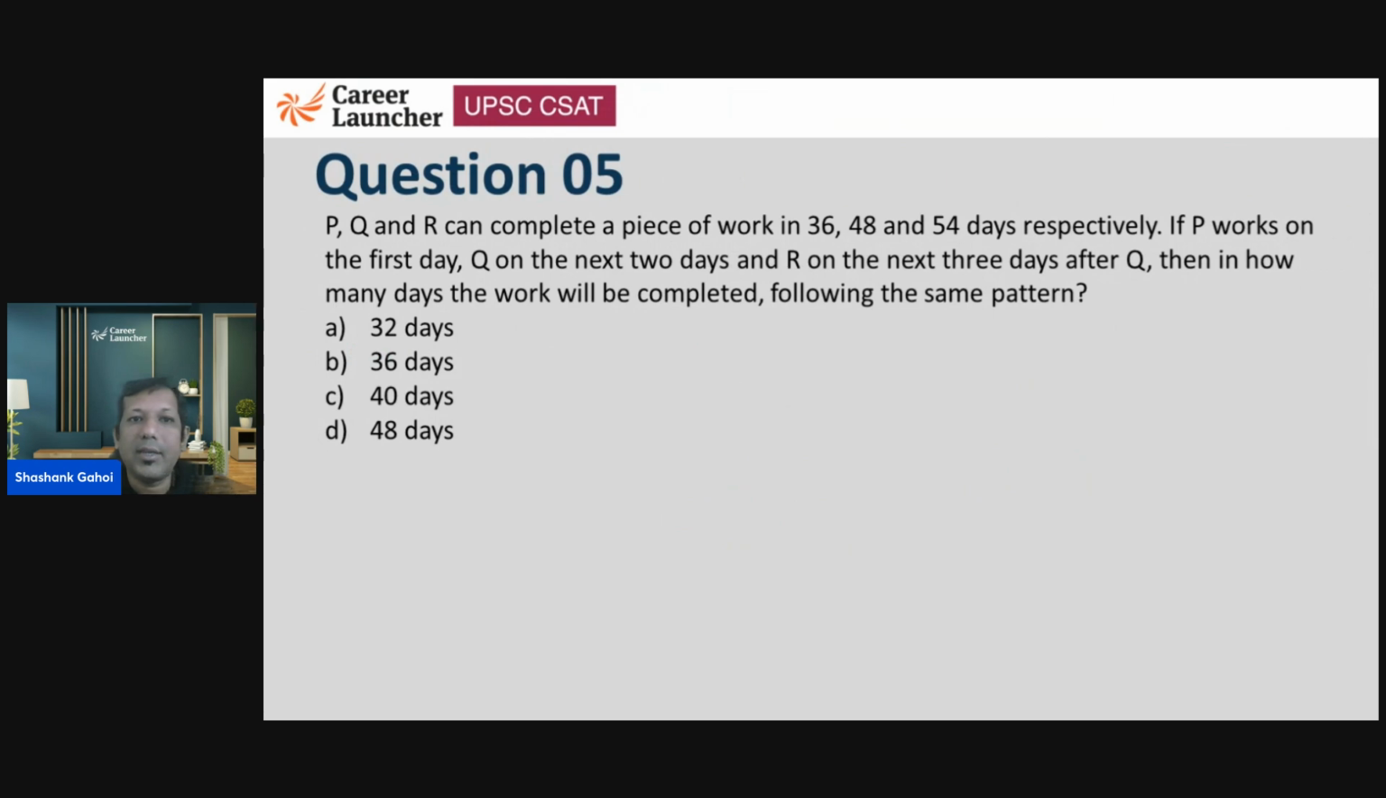Now, P, Q, R can complete a piece of work in 36, 48, and 54 days. This is going to be 3, 4. So am I going to get a common number? P is 36, Q is 48, and R is going to be 54 days.